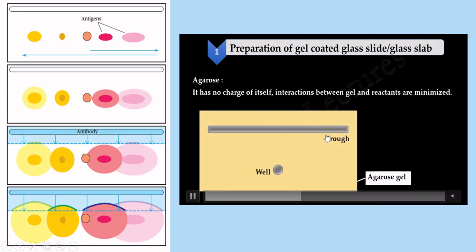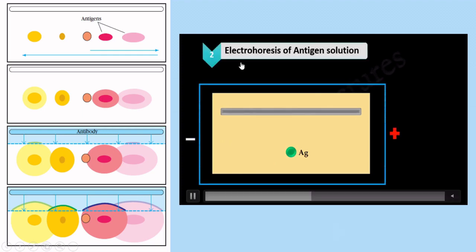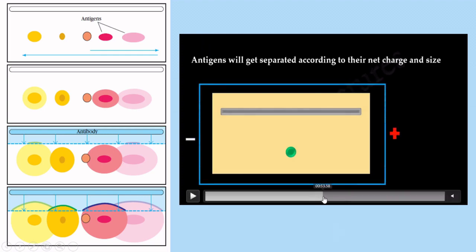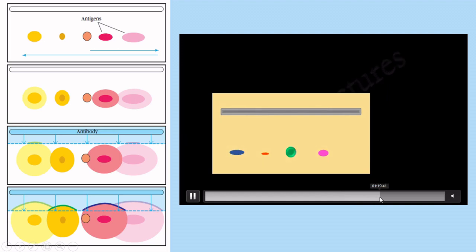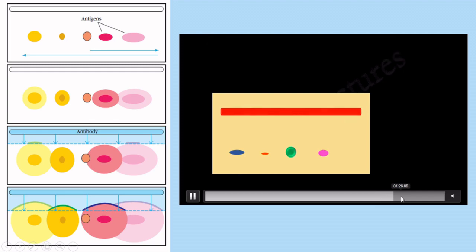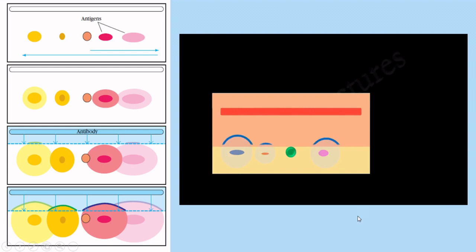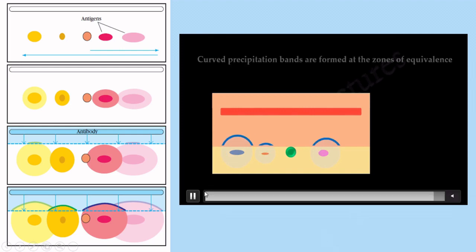The trough is also bored, but they have not added any antisera to it. Electrophoresis is first done in order to separate out antigens. You can see antigens separated on the basis of their charge, and then you add antiserum, and then you allow that antiserum to diffuse, and wherever you will have the zone of equivalence, you will see the arc formation. Again, this is a qualitative method.